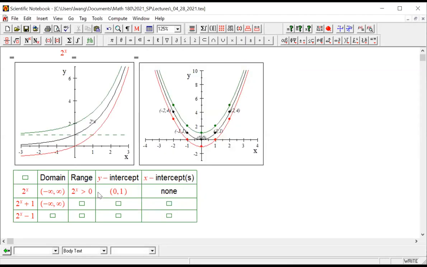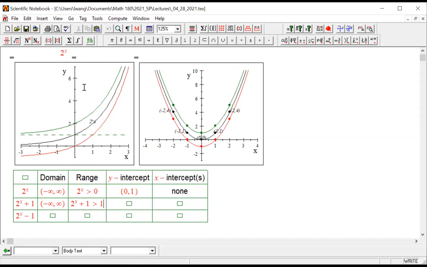Perfect. That will be 2 to the power of x plus 1 is greater than 1. Not just 2 to the power x, but 2 to the power x plus 1. The entire function is larger than 1. So larger than 0, larger than 1. You just add 1 on both sides of the inequality, right? With a new function.